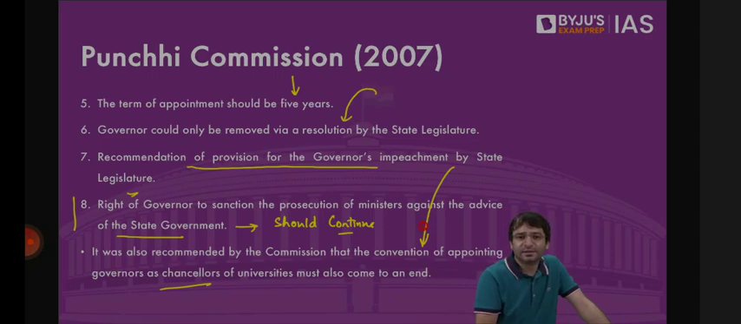But this practice of governors being the chancellors of the state universities must come to an end, according to the Punchhi Commission, which says the governor should restrict himself or herself to the constitutional role and not get involved in any other role. If these recommendations are accepted, it will go a long way in depoliticizing the office of governor. Then we don't need to abolish this office. We just have to reform it so that it does not lead to politicization.